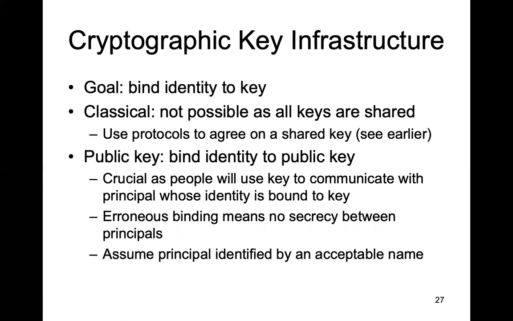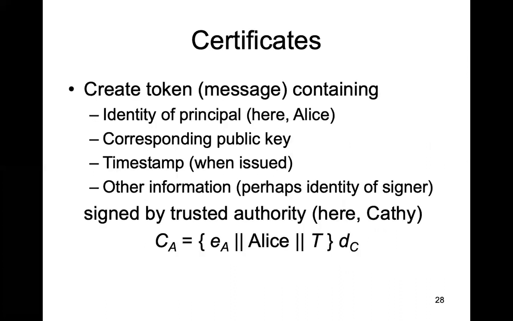Okay, so we are going to bind identity to the public key, and we will see the infrastructure that is going to be used to enable this. And we are going to assume that the actors in this protocol are identified by some acceptable name. It could be an IP address, it could be email addresses, whatever it is. Okay. So in order to enable all this, we are going to assume a trusted third party. The trusted third party is going to be called a certifying authority.